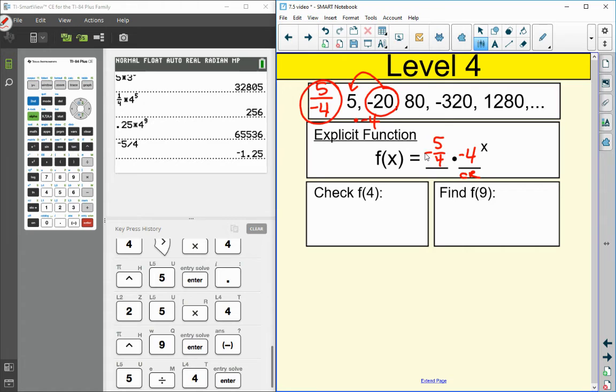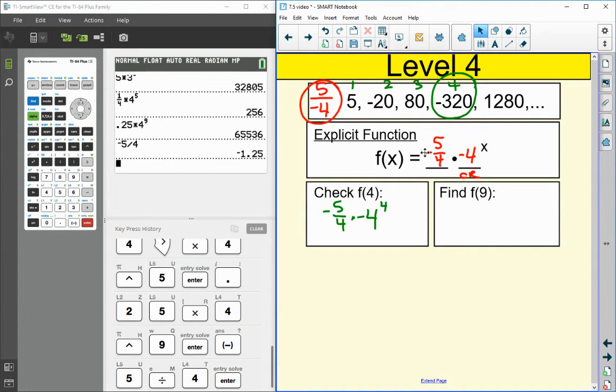Okay, the important thing is, once again, we need to check it. It says to check f of 4, so let's look at our numbers here and decide which place in the sequence that is going to give us. So this is 1, 2, 3, 4. So in order for it to be right, that means that I should get -320. So here we go. -5/4 times -4 to the 4th power.